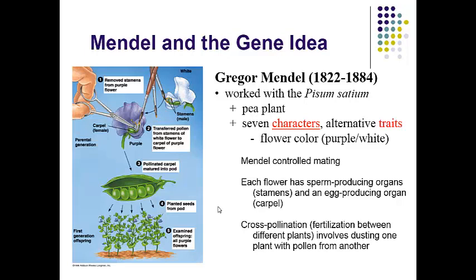Mendel controlled the mating between these pea plants. He either self-pollinated plants, he crossed a plant with itself, and by doing that he would create true breeding or purebred plants, or he would cross-pollinate. He would mate 2 different types of pea plants together.